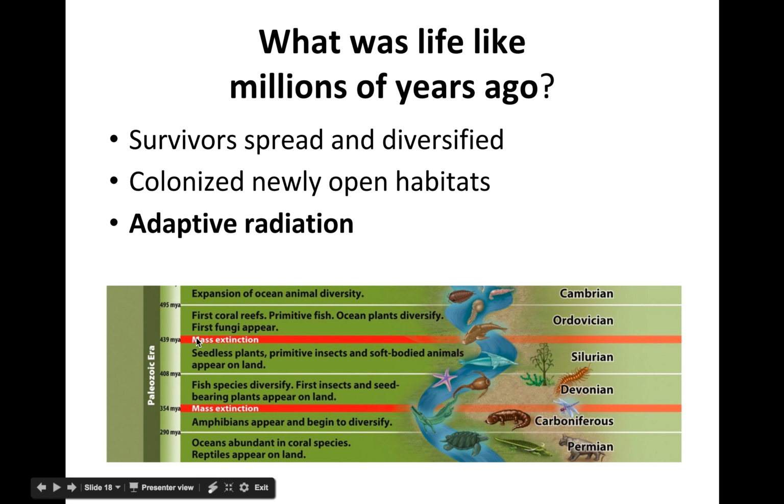So in red, this is a mass extinction. Here's another mass extinction. And as you can see here, after a mass extinction, a species starts to emerge, like the fish. So this would be the age of the fish. And then after that mass extinction, then you have amphibians. This is the era of amphibians.